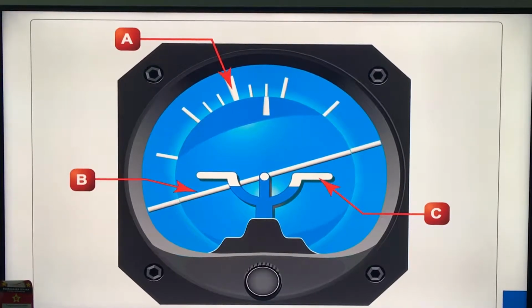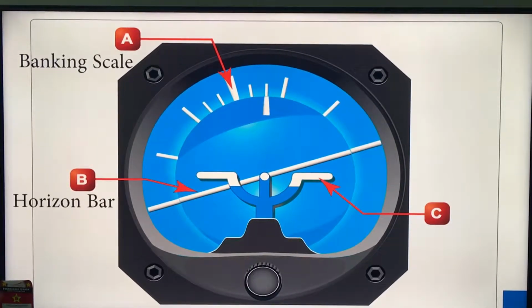Where you see arrow A, that is called our banking scale. And our banking scale works in tens effectively, 10, 20, 30, then the far one is 60. I'll explain more about that here in just a second. But that's showing us how much bank we're actually putting in with our attitude indicator.